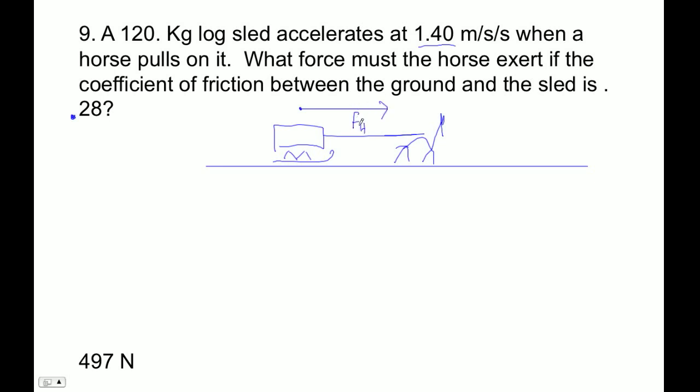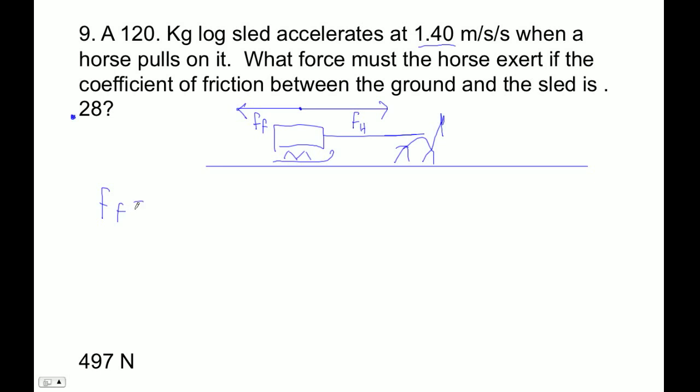Now kids always want to know what F sub H is, and of course, it's the force of the horse, of course. And then there's going to be a backwards force here, and that's going to be the force of friction. This is what we're trying to find, the unknown force. So the first thing I'm going to do is find the force of friction.